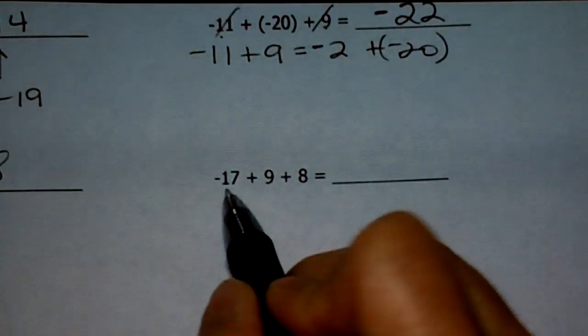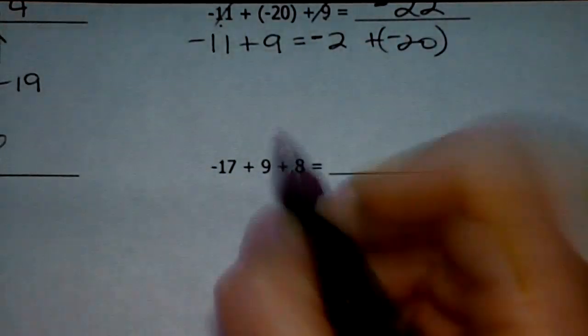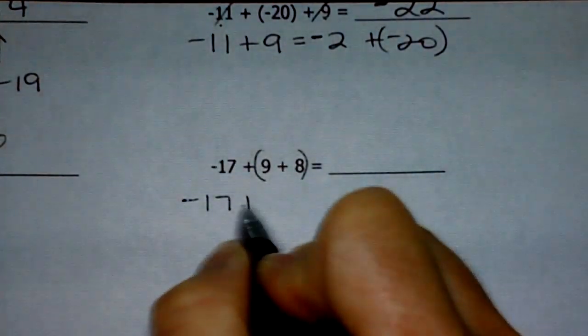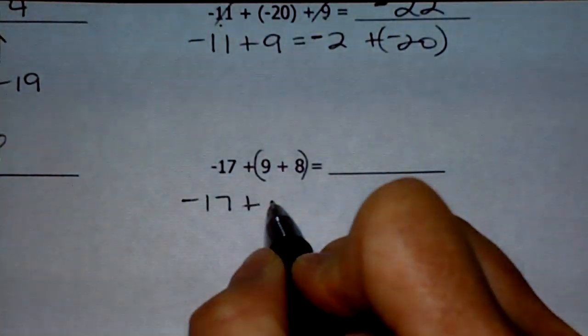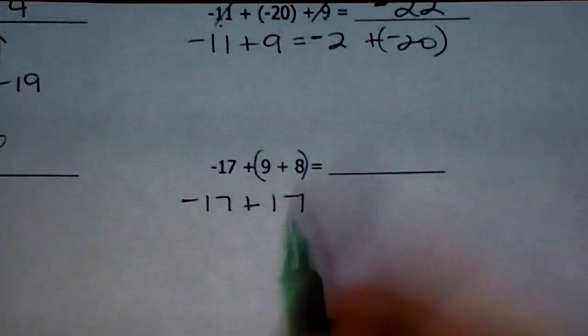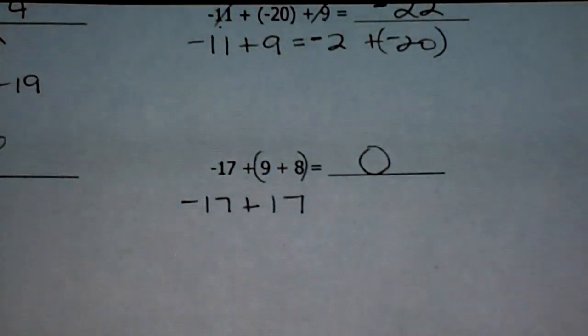Simple. All right, last but not least, with this one I have negative 17 plus 9 plus 8. I'm going to use the associative property here and group those together. So I'm left with negative 17 plus 17, isn't it? And what happens when you add opposites? You get 0. So those properties can actually make this go a lot faster for you when you have multiple digits. I'll see you tomorrow.